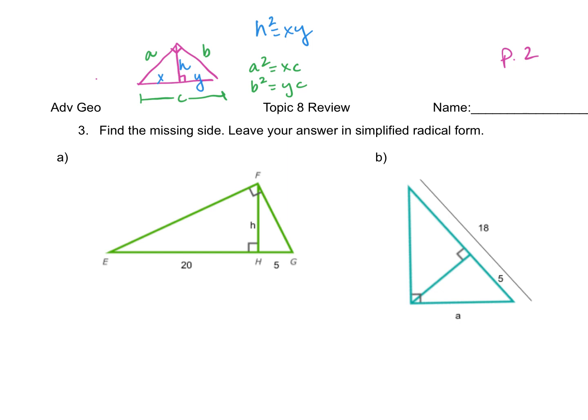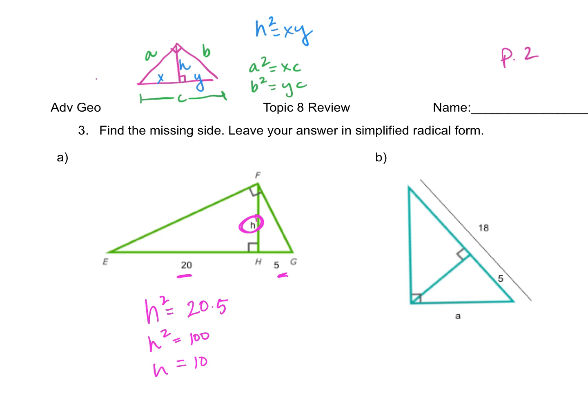So when we're looking at a problem like number 3A, we're looking for the altitude, and we have the two parts. So it's as simple as h squared equals 20 times 5. So h squared would equal 100, or h would equal 10. No need for plus or minus because it is a length.